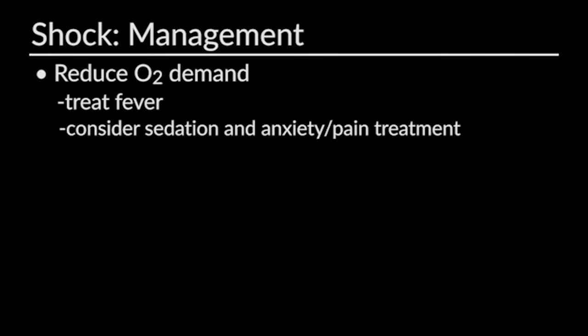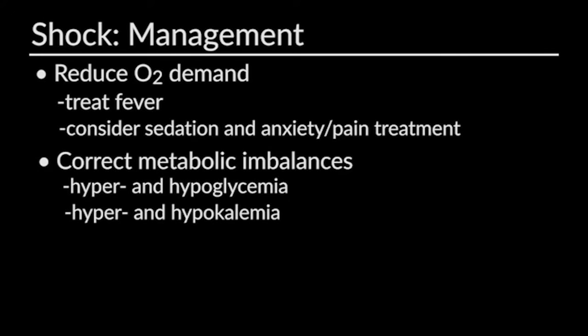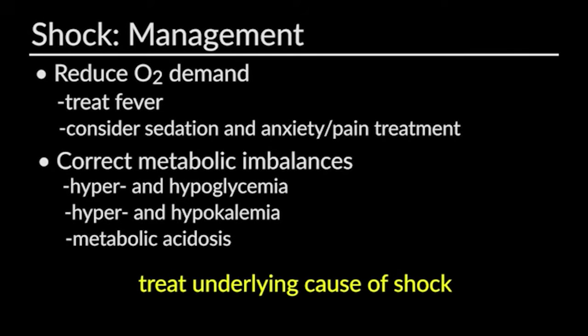You also want to reduce oxygen demand. If a patient has fever, treat the fever. Fever leads to increased oxygen consumption. Also, consider sedation and medication to treat anxiety, as pain increases tissue oxygen demand. Correct metabolic imbalances such as hyper and hypoglycemia. Also correct hyper or hypokalemia, and treat metabolic acidosis. Focus therapy on treating the underlying cause of the shock.